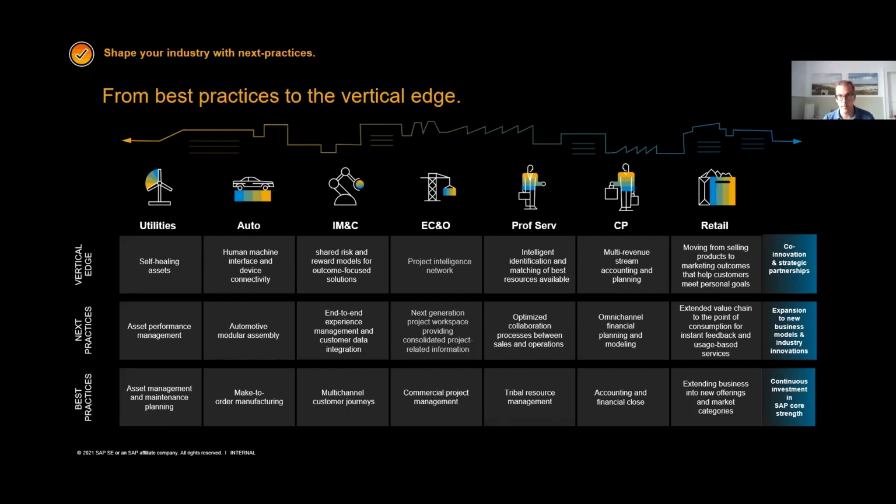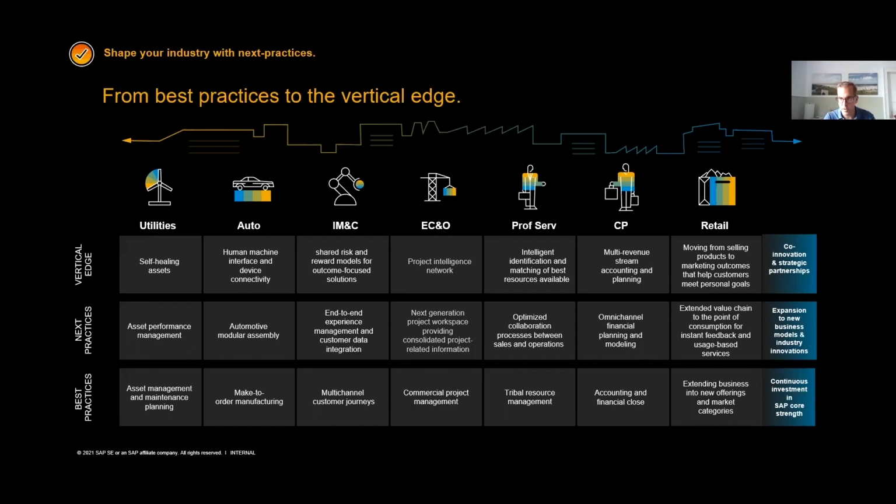But if you think about transformation, if you think about next practices, then in utilities you would probably use, for example, asset performance management, or you would think about how you could do financial planning and modeling across all the channels that you have in consumer products. This is what we call next practices that we are supporting with SAP's Industry Cloud. And what we call vertical edge processes, like self-healing assets or the human-machine interface and device connectivity that is outside SAP's normal software, is something where we are in particular working with partners so that they contribute what is required for an industry overall.